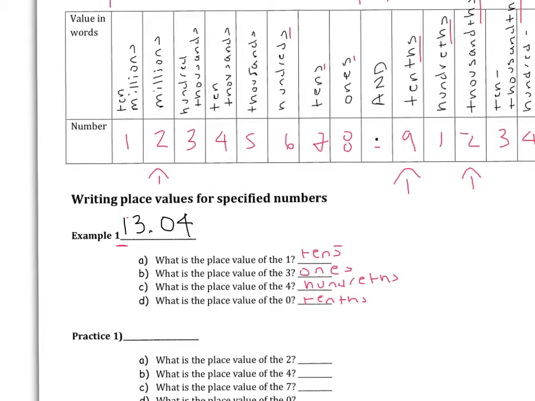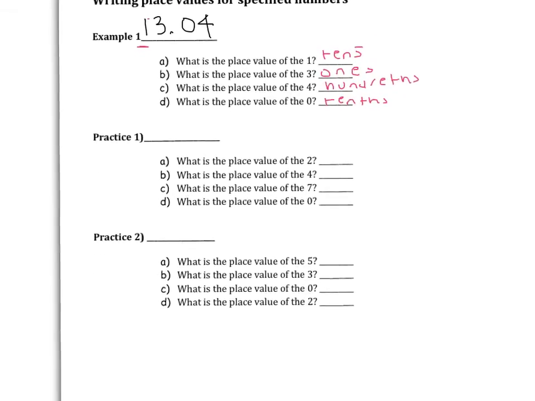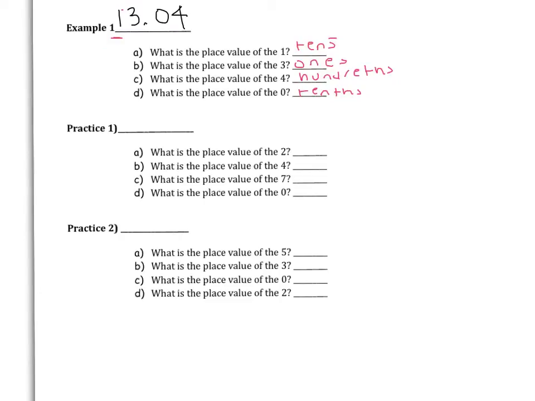So what I want you to do is go ahead and pause the video and try these 2 practices, practice 1 and practice 2. I'm going to write in the numbers for you so that you can practice. Let's have this first one be 70.24, and the second one is going to be 5.302. So go ahead and pause the video, write in the different place values, and press play when you are ready.